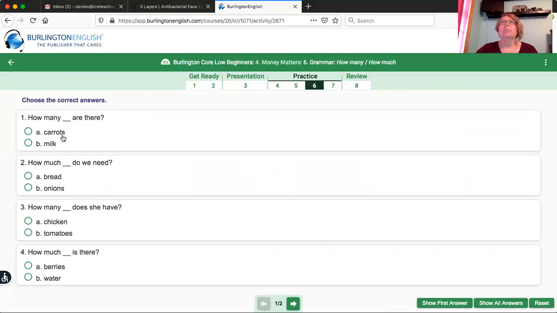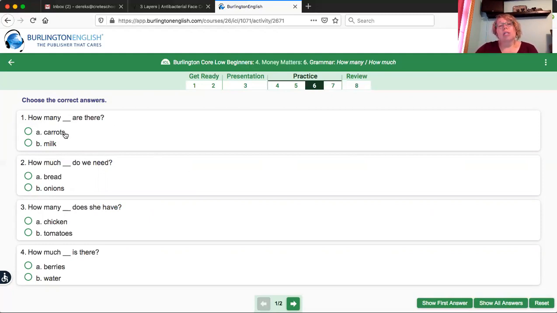Carrots, zanahoria, is that right? I know it's a Z word. Milk, bread, onions, chicken, tomatoes, berries, fresa, I cannot think, fresa, F-R, in Spanish, I'm thinking here, and water. So if you don't know those words, stop, get your translator out, and do some looking.